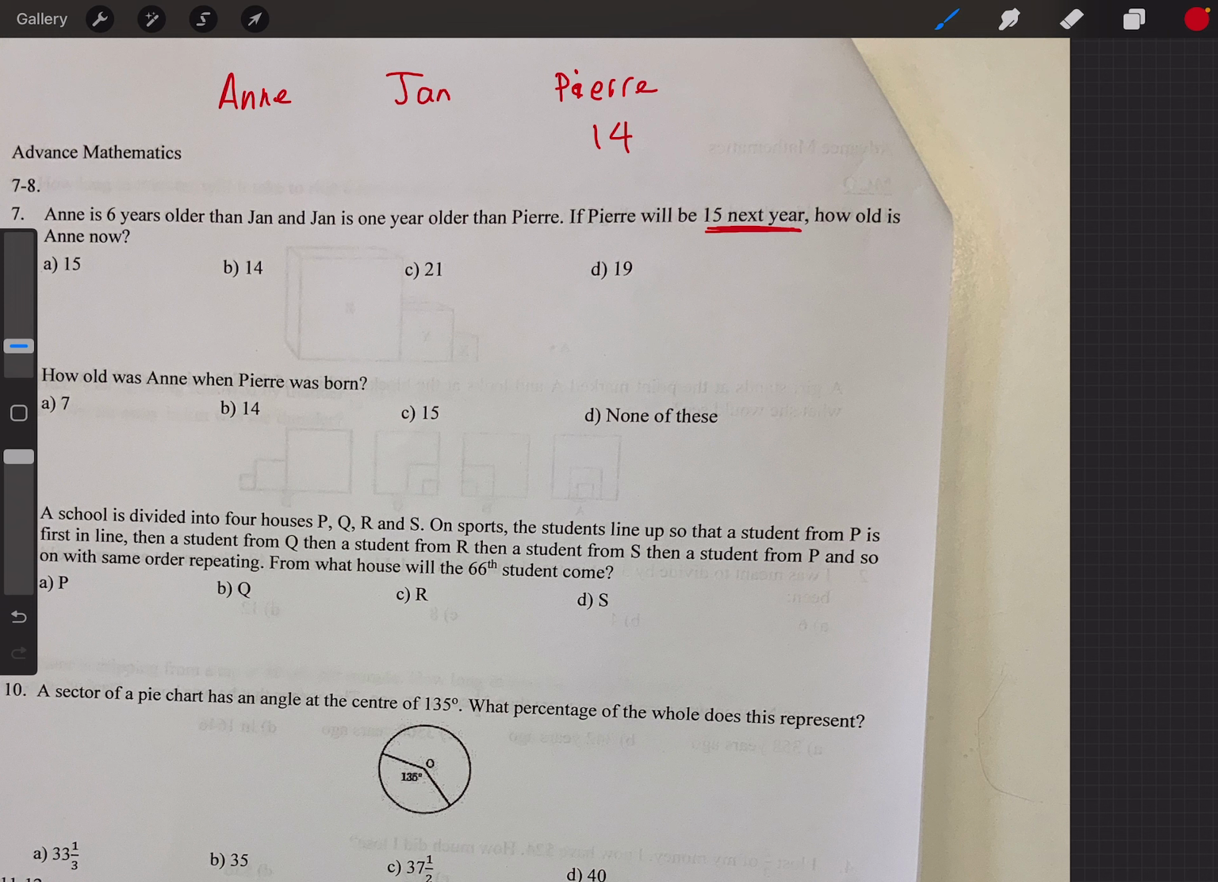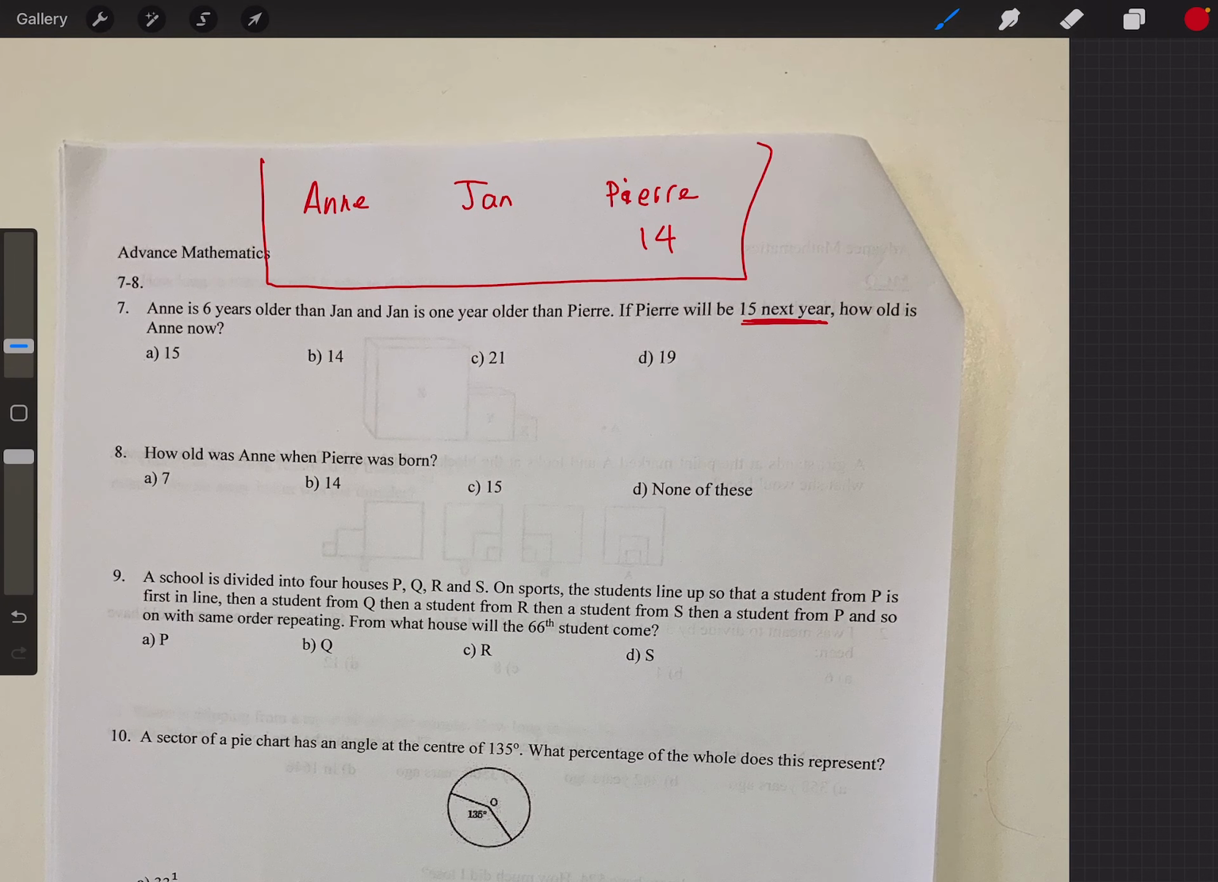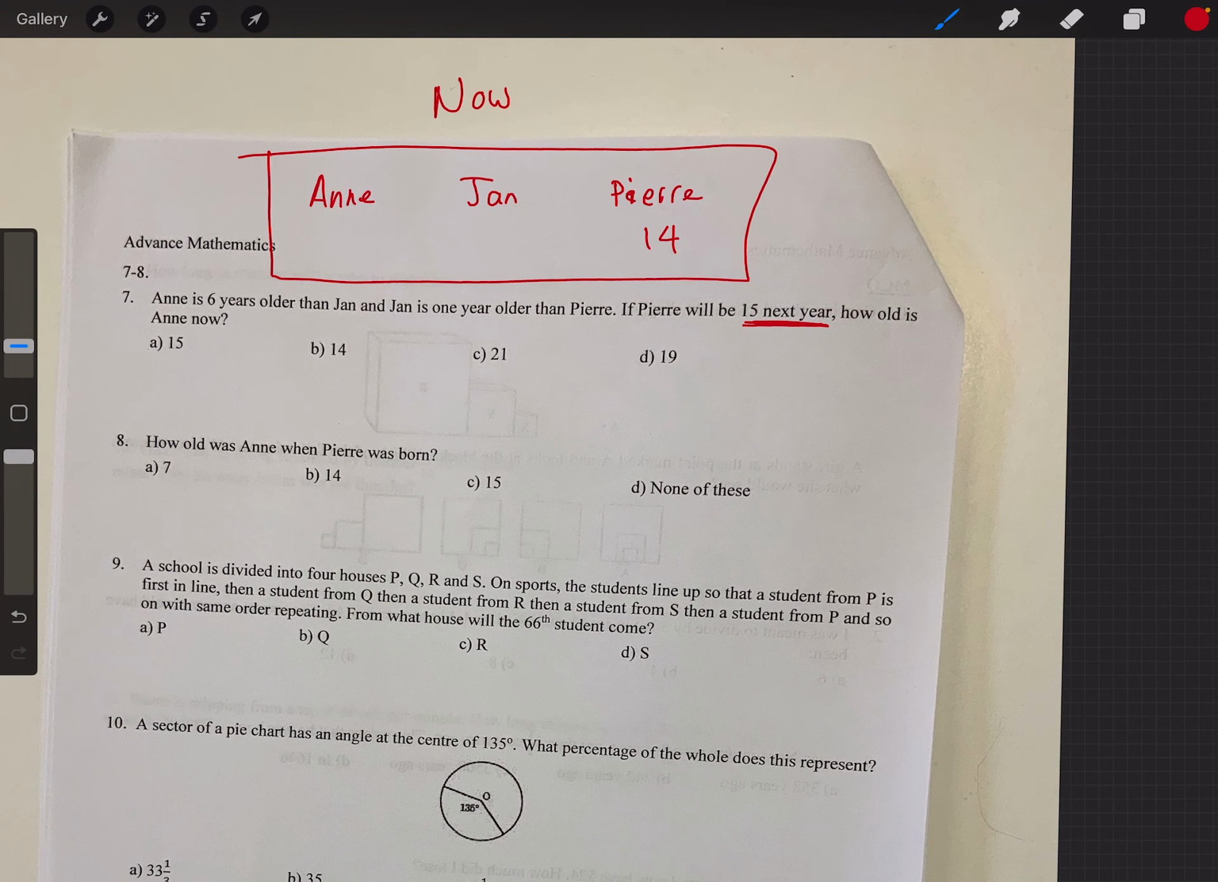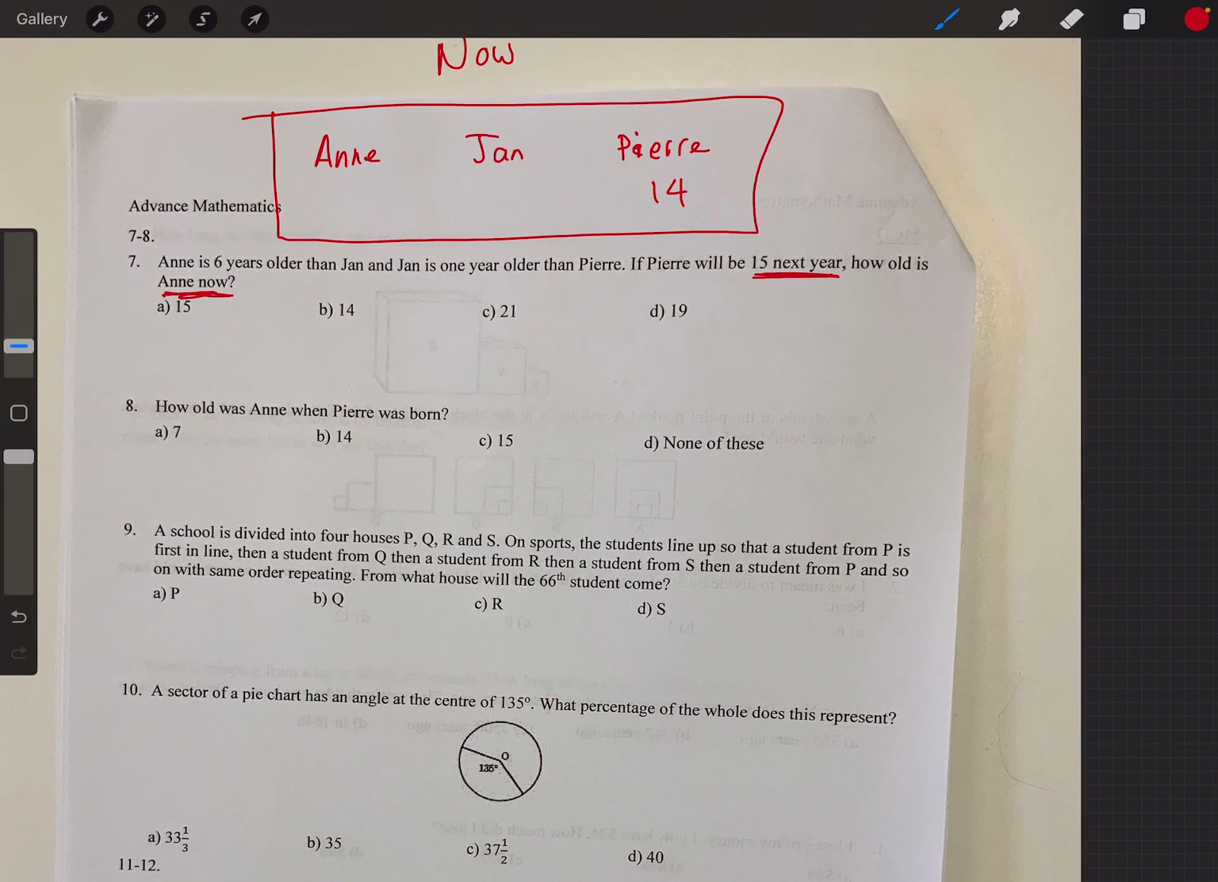Now let's see, all of this stuff is now. This is the now. Okay, how old everyone is now. How old is Anne now? So we have to work out this one here. It says Jan is 1 year older than Pierre, so Jan must be 15. And Anne is 6 years older than Jan, so that's 15 plus 6, that's 21. So therefore Anne must be 21.